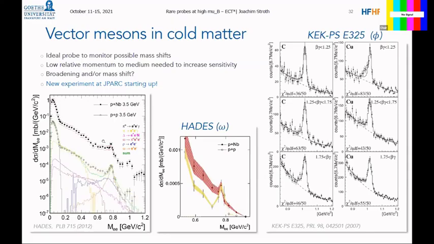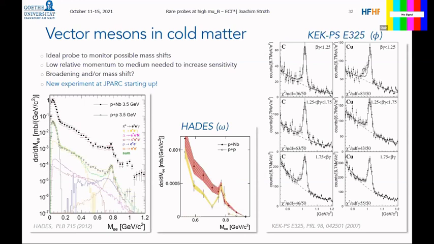Okay, so this is cold matter. I just want to remind that there is also still a measurement or to try to measure line shapes of the more narrow vector mesons, phi or omega. HADES tried with little statistics. So this is p+Nb, proton-niobium. If you interpret this spectrum, looks like omega is pretty much melted. KEK is now succeeded by the J-PARC measurement. We heard it yesterday, and we have to wait and see what they will find out.